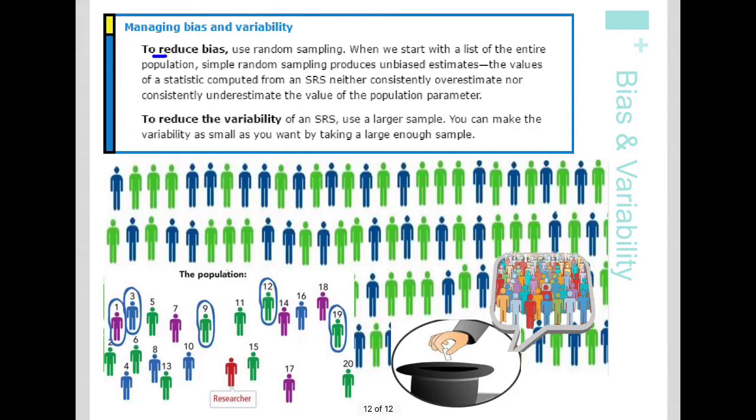So we mentioned earlier, to reduce bias, researchers should be using random sampling, and to reduce variability, they should be using a large sample size.